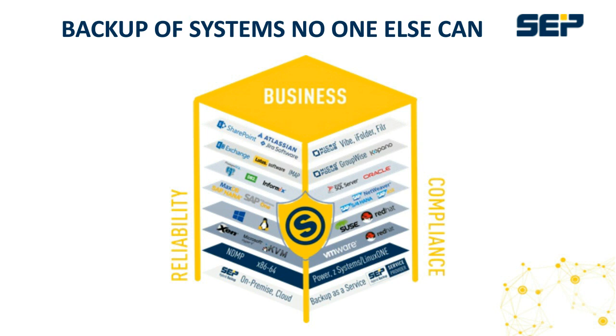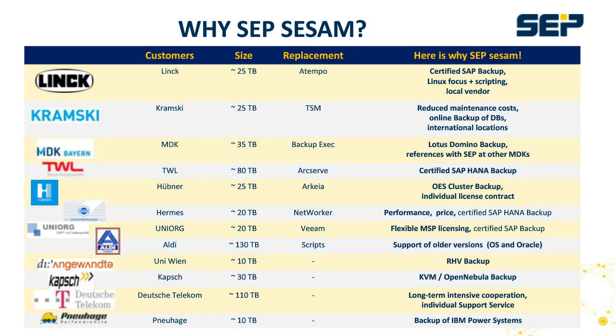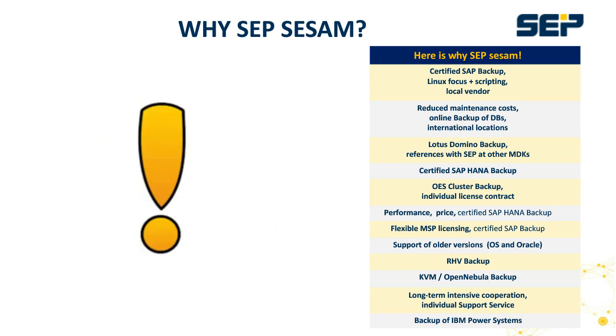Why SAP sesam? Here we have a few examples of customers that switched to SAP and had other backup products in use before. Just to give you an example of why that was important for them, I just give the customers here and go just for the statements, and the statements are quite simple. They have a focus on Linux-based OS and need an integrated scripting interface. They have a HANA solution running and they need a certified SAP HANA backup. They have a normal SAP solution running and need a certified backup.